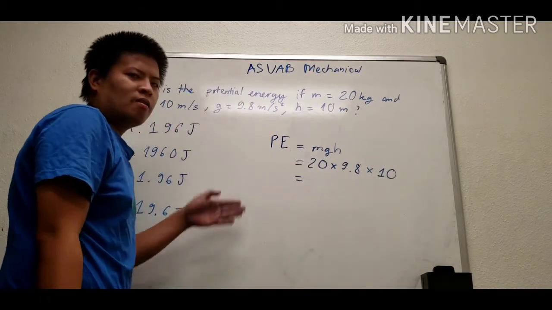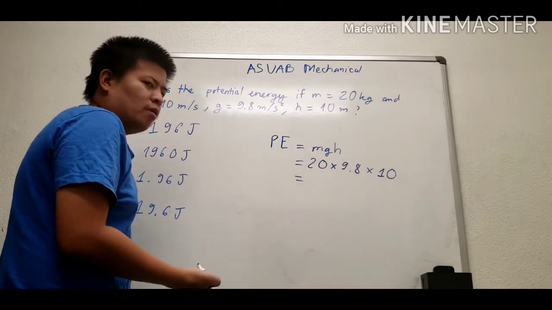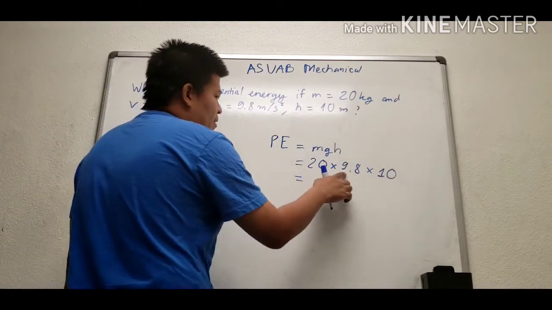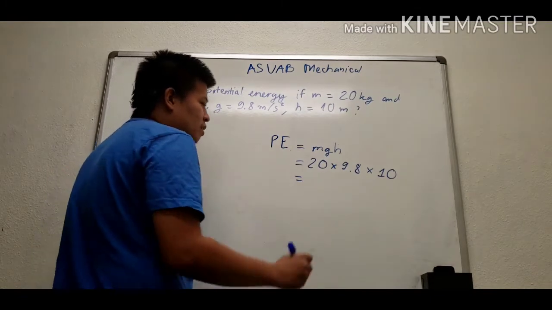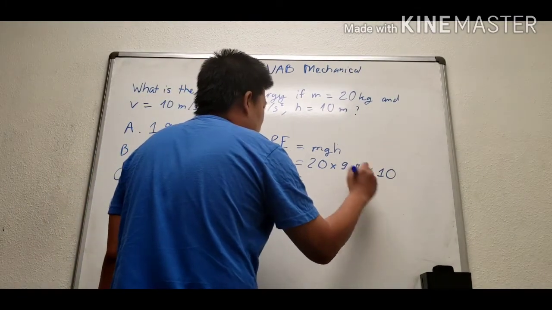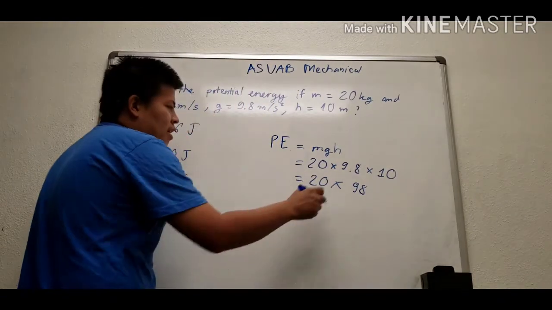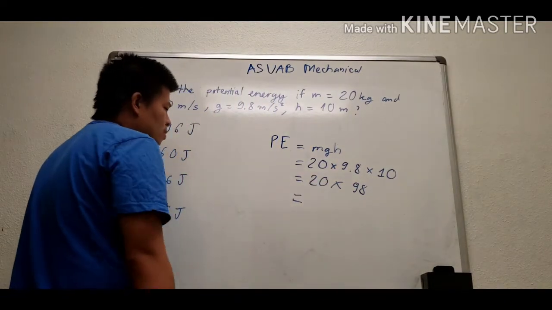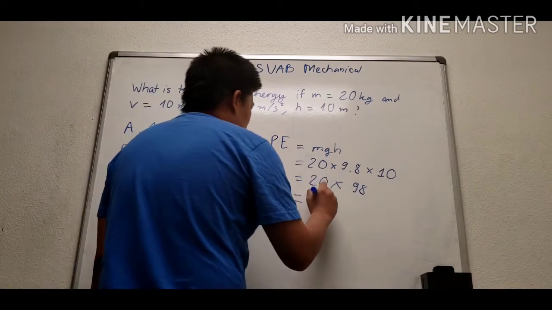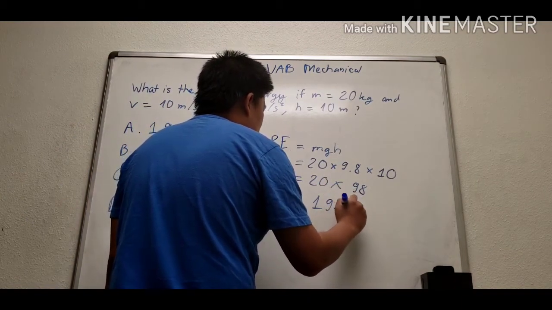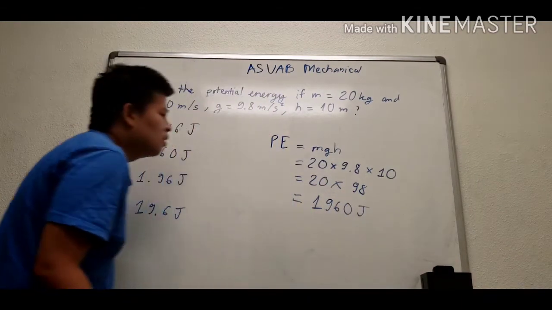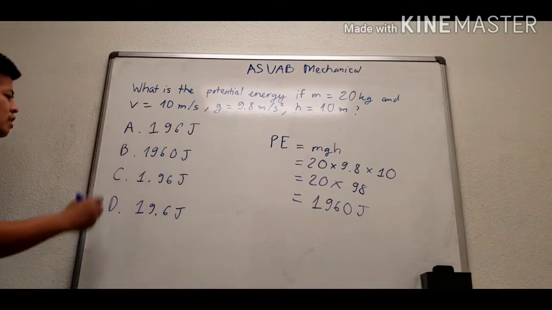So we have the number and we just calculate together. We have 9.8 multiplied with the 10 is about 98. And in here we have 98 multiplied with 20 is about 1960. So the answer for this question is B.